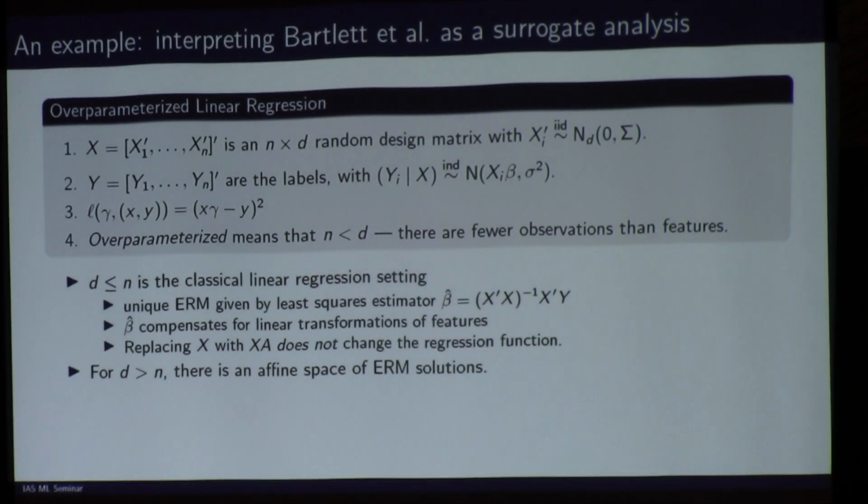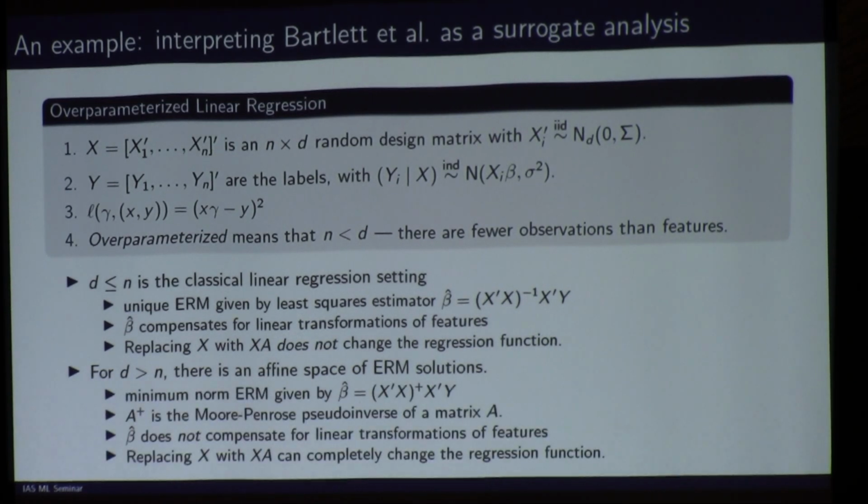So when d is less than n, you're in this classical setting, and you have a unique empirical risk minimizer, which is least squares, and has a bunch of nice properties. When you have more dimensions than examples, then you have not one ERM, but this entire affine space of empirical risk minimizers. And so you need some additional principle to choose among them. And you can certainly design things which are bad. Maybe the first thing you would try, and a reasonable thing, is, when this inverse does not exist, you can move to a pseudo-inverse. And that corresponds to choosing among those linear predictors that achieve zero empirical risk, the one which has the minimum 2 norm. Okay, so that's an inductive principle, and this was what was studied by Bartlett et al.